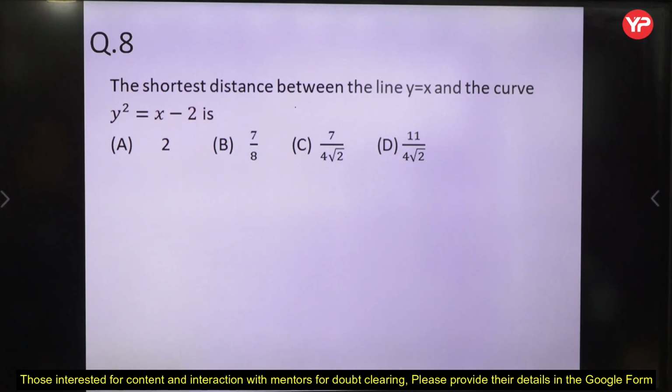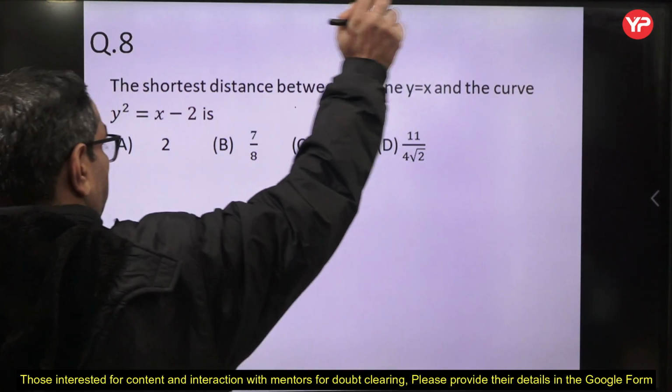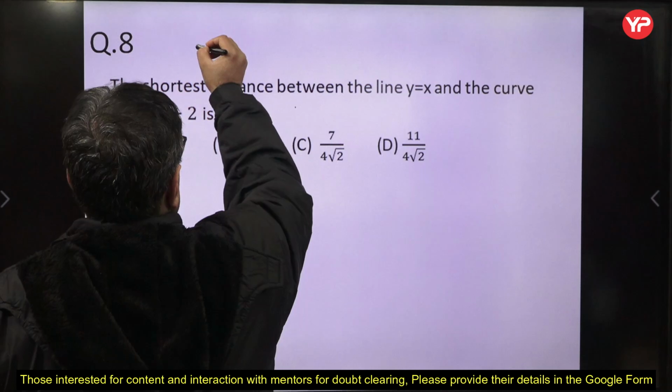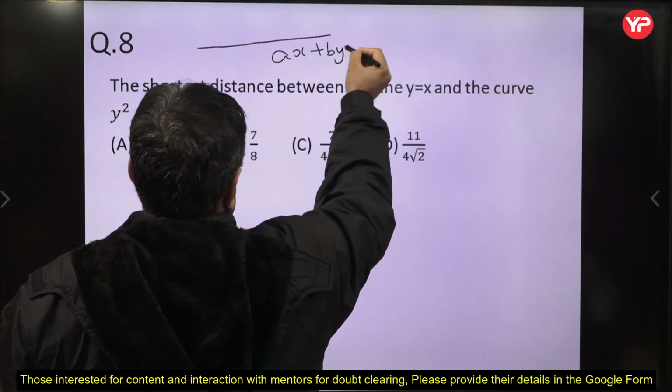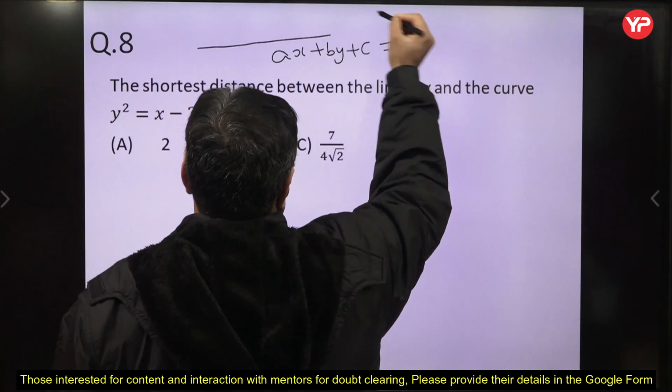So how can we solve this problem? Shortest distance between the line y equal to x and the curve. First of all, one important piece of information I want to give you. Suppose we have a line ax plus by plus c equal to 0. Suppose this is a straight line.